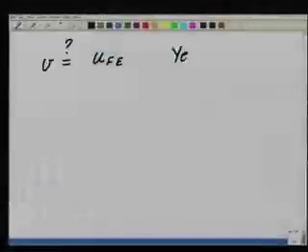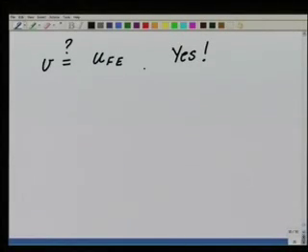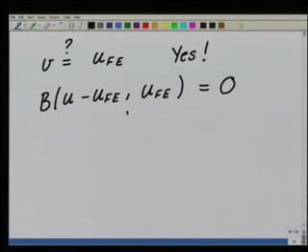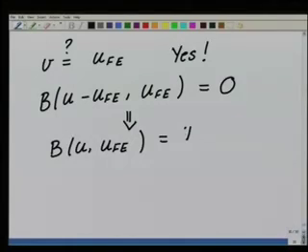Now, for our problem, can we choose v equal to u_FE as a special case? For our problem, the answer is yes. Why? Because u_FE is also 0 at the point where we have given the Dirichlet boundary condition and everything else is satisfied. If my u_FE was not 0 at the point where the Dirichlet boundary conditions are applied, then this is not going to be true. But for our problem, this is going to be true. So if this is true, then I can also say from what we have done earlier, which means that B(u, u_FE) is equal to B(u_FE, u_FE).